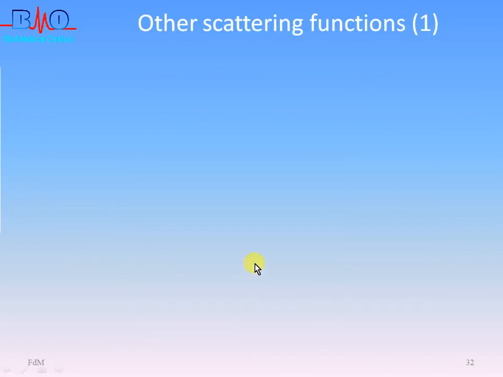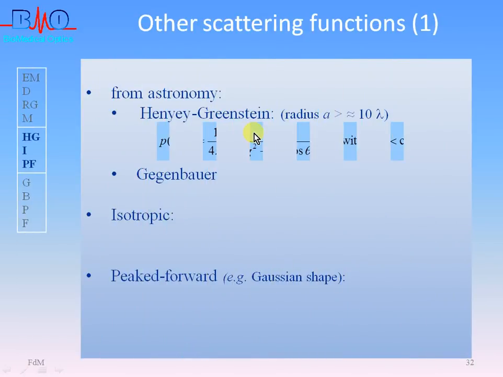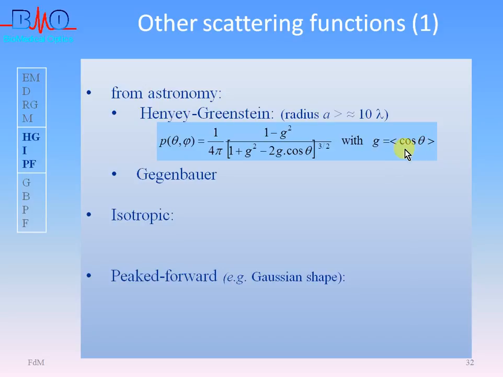And now we go to other scattering functions like Henyey-Greenstein from astronomy. That's an empirical, more or less empirical function with a g factor, and the g factor is, as we have seen, the average of the cosine of the polar scattering angle. Gegenbauer is a function, but we will not deal with that here. Isotropic, constant function, isotropic scattering over all angles. And peak forward, in which theta naught is related to the width of the Gaussian shape.